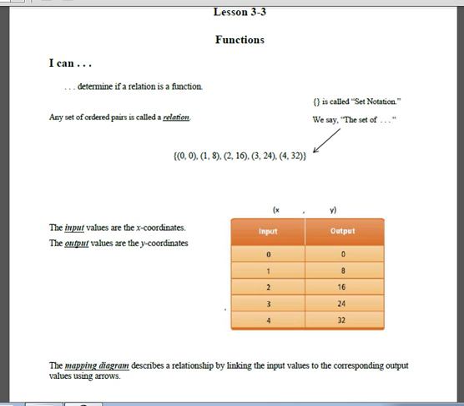This lesson is all about functions. This begins on page 12 from your notes packet. You should see the same picture on the screen that you have on your paper. So let's go ahead and get started.